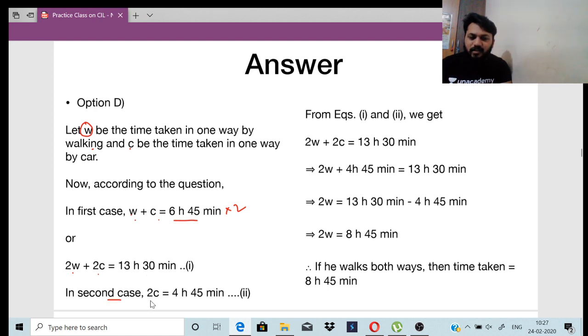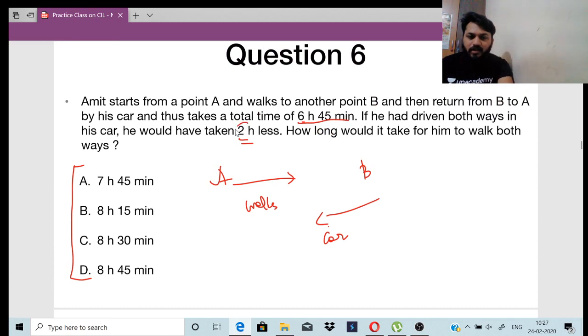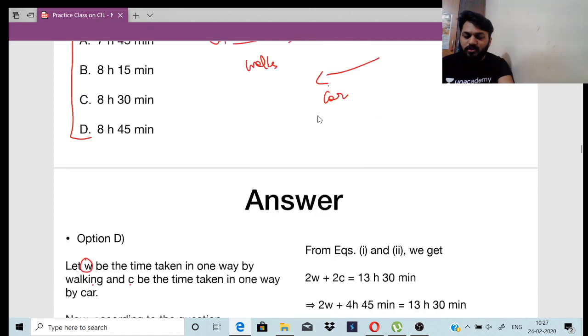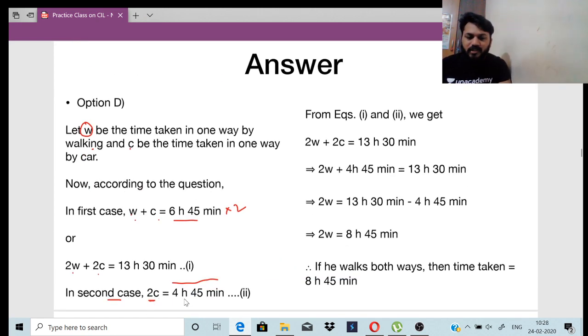In the second case, 2C equals 4 hours 45 minutes, right? He would have taken 2 hours less, that is 6 hours 45 minutes minus 2. So in the second case it is 2C equals 4 hours 45 minutes.